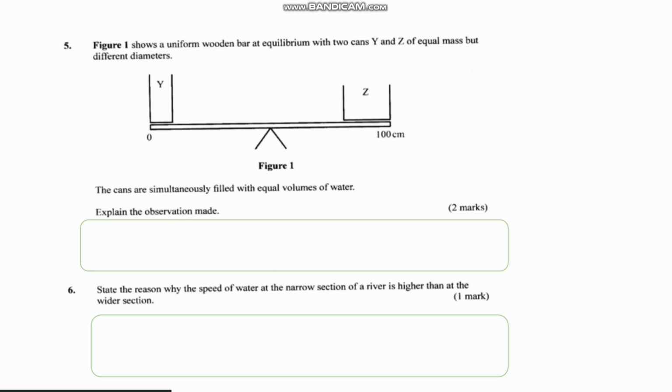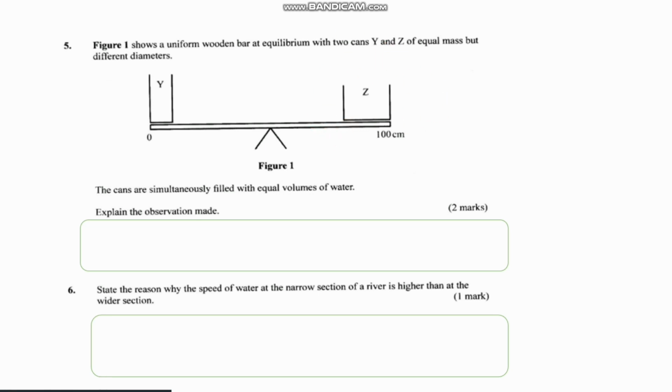The next question, that is question 5, reads: Figure 1 shows a uniform wooden bar at equilibrium with two cans Y and Z of equal masses but different diameters. These cans are here, you can see them. The can Y has a shorter diameter than can Z.